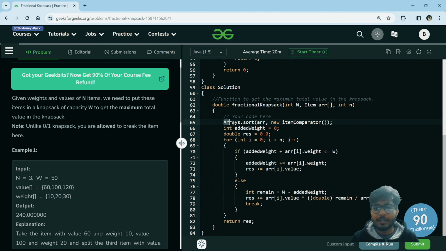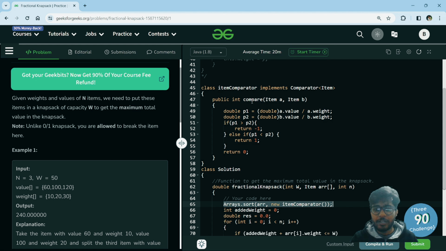In our code, we have started with sorting our given array based on some custom logic. And what was our logic? We have discussed that we have to sort the items in descending order of their profit, of their return profit. So see the comparator here.